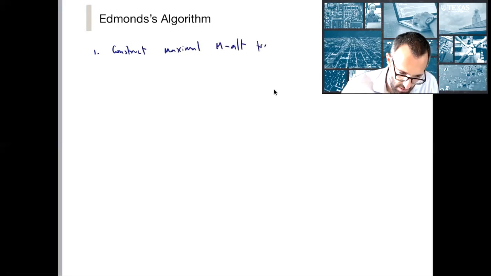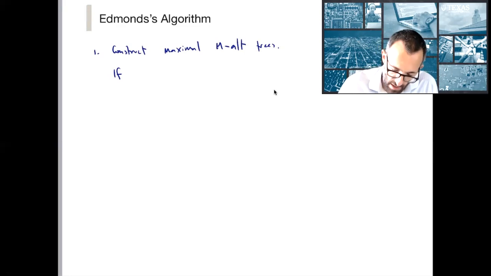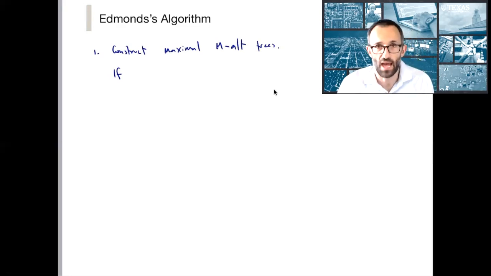We construct maximal M alternating trees. In this process, by saying we construct M alternating trees, of course I include that if we find an augmenting path, we add it and stop and repeat. So I'm assuming we don't do that.